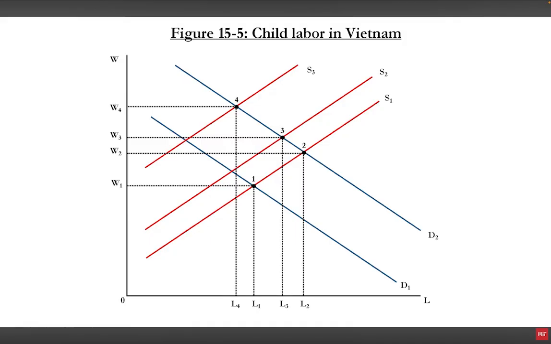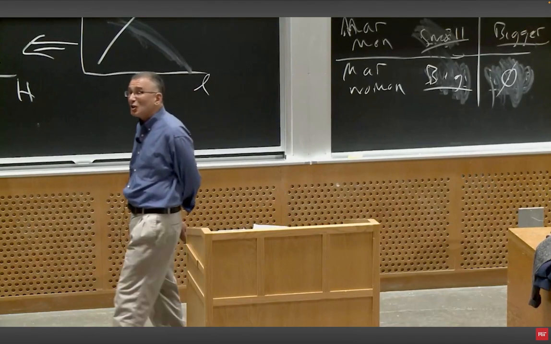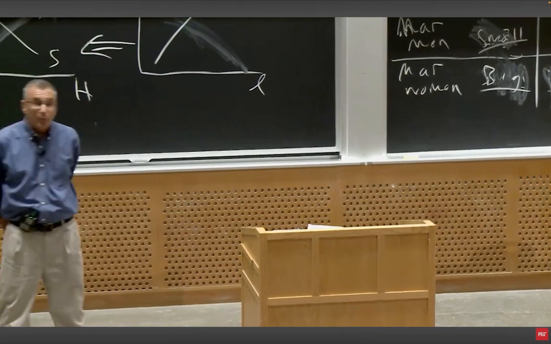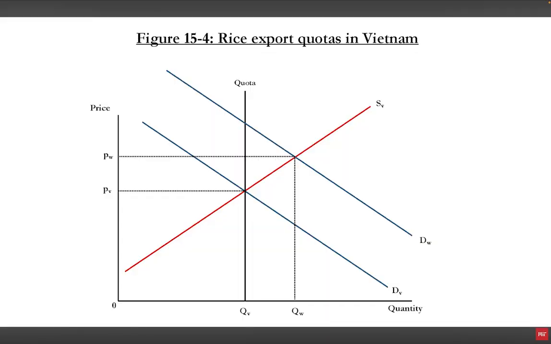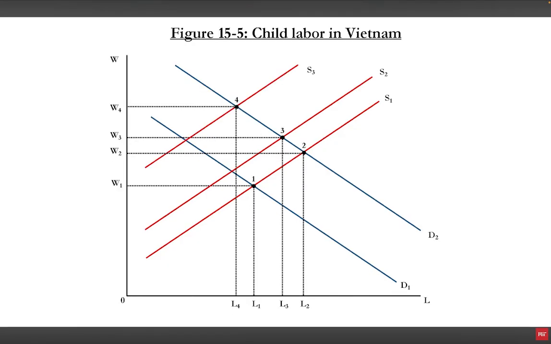What free trade does is it increases the demand for labor. The price has gone up, so if you flip back to figure 15.4, you need more rice. Q sub W is higher than QV. To produce more rice, you have more workers. Some of those workers are kids, so that shifts out the demand for child labor from D1 to D2, and therefore increases the amount of child labor from L1 to L2. And that is the story for why free trade increases child labor.